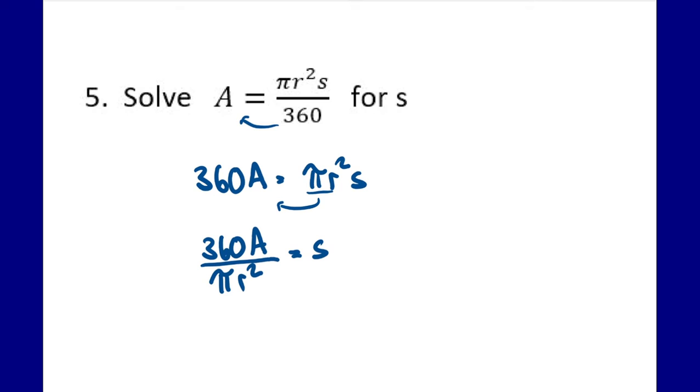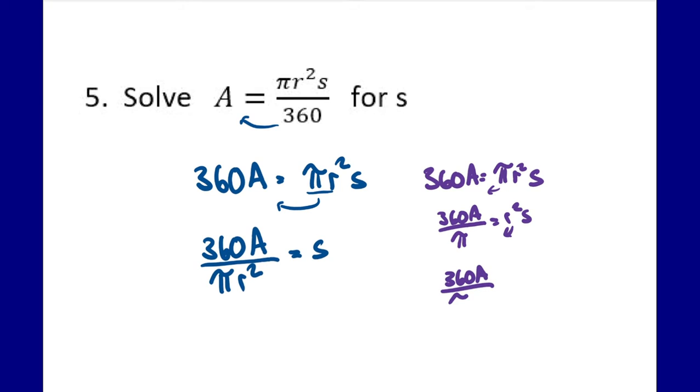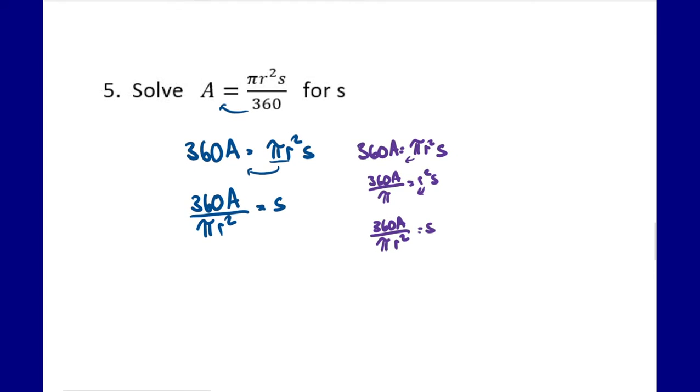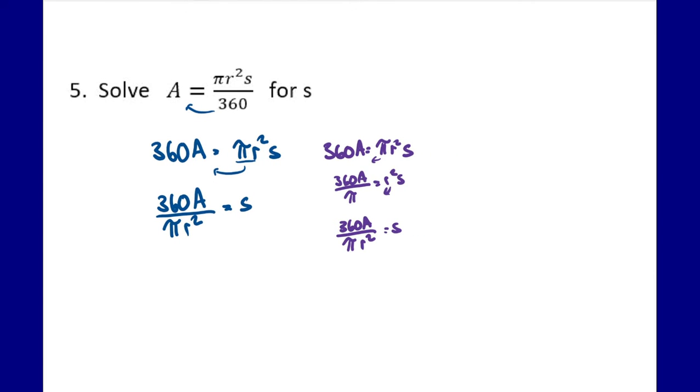Now, if we were to do that step by step, say we started with 360a equals pi r squared s. We move the pi over first, we get 360a divided by pi equals r squared s. Then we move the r squared over, 360a divided by pi and r squared. We move that to the bottom. So either way, we still get to the same final answer, whether we do it in one step or two. Whatever you choose to do is up to you, as long as you're comfortable and you understand what you're doing.